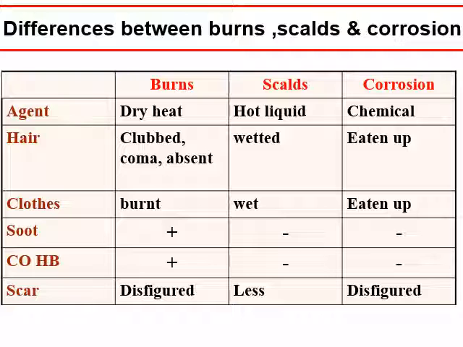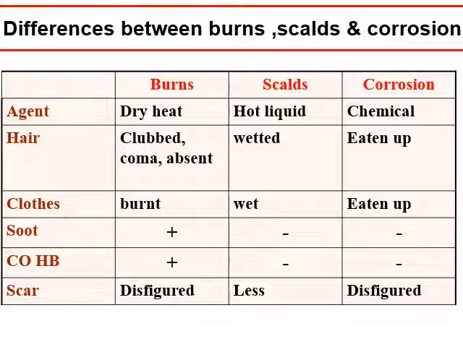So how can we differentiate between the three types of burn, which are dry burns, wet or moist burns or scald, and corrosive or chemical burn? About the agent, we have mentioned that this is a dry heat, this is hot liquid or hot vapor, and this is a chemical. We mentioned the difference between both of these about hair. Hair here is clubbed hair, comma shaped or absent, and here it is just wet. In chemical burn, it is eaten up hair.